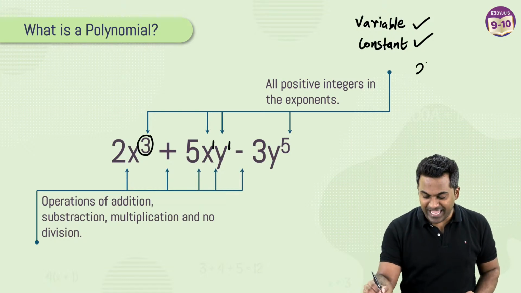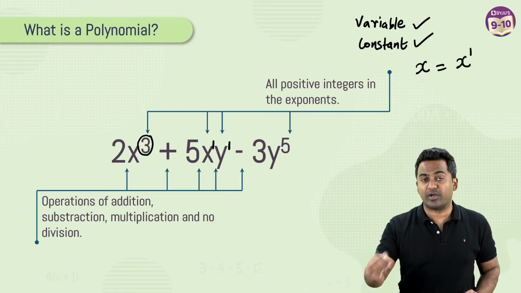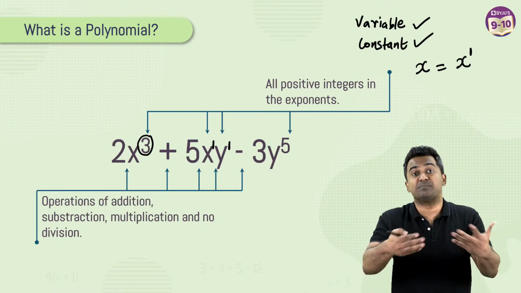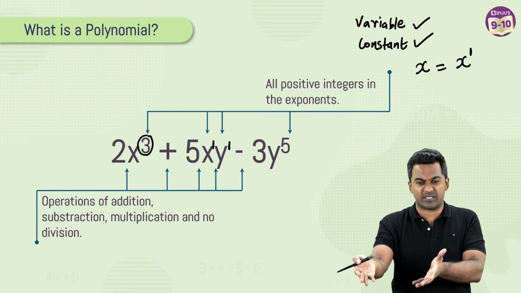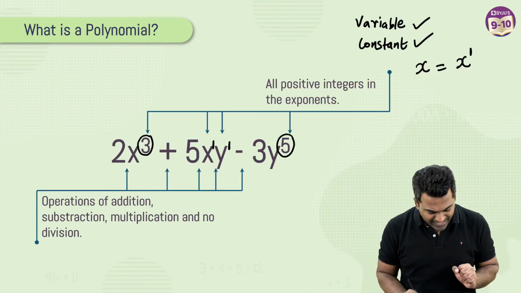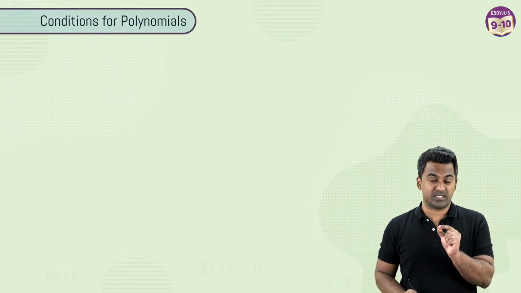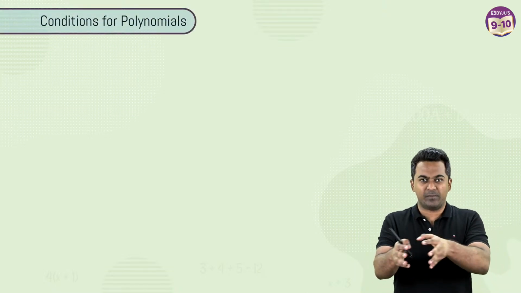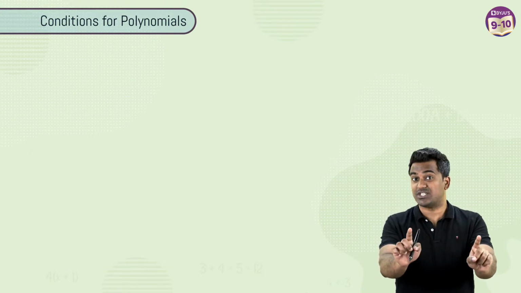If I simply have an x here, it means the power on top of x is 1, or the exponent as well. It's sometimes called power, sometimes exponent, both mean the same thing. And then here the power is 5. So quickly I am going to tell you some conditions for polynomials. You've now understood it's a combination of variables, constants, right? So some conditions for the polynomials.